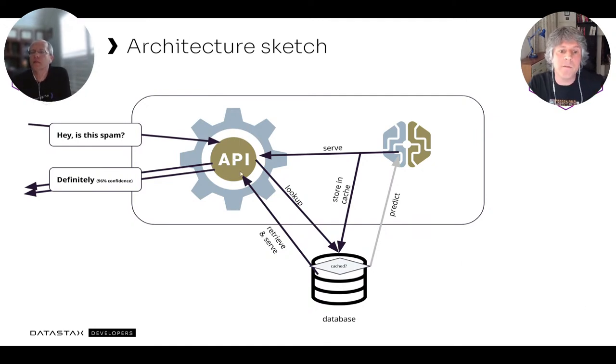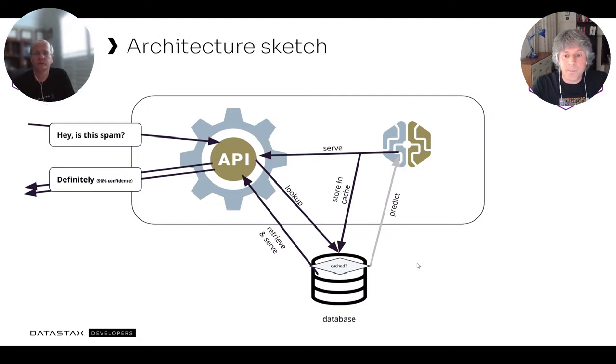So the API will first try to look in this database to see if the message is cached already. If so, it will just return the assessment calculated earlier. If not, it will send the text to the model, get an answer back, store it in the cache, and also return it to the caller. So that's the general idea.